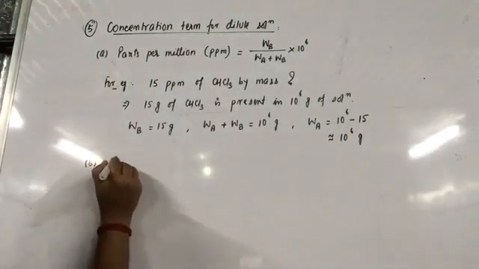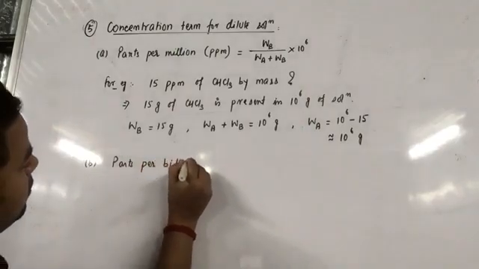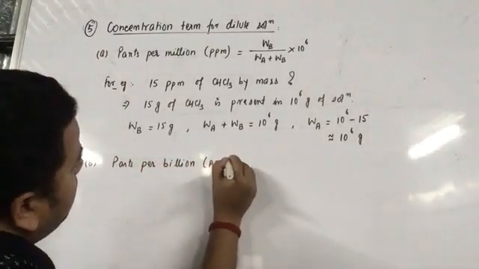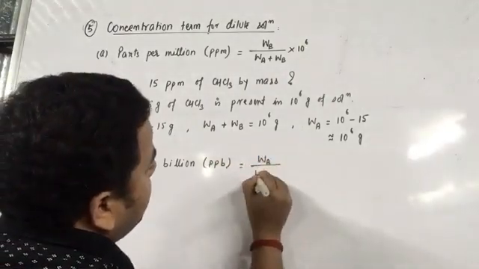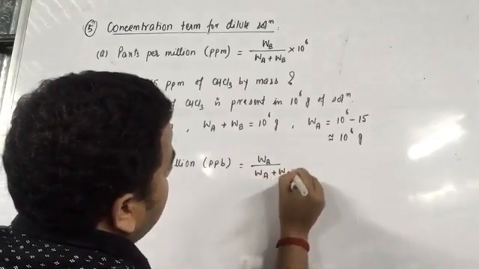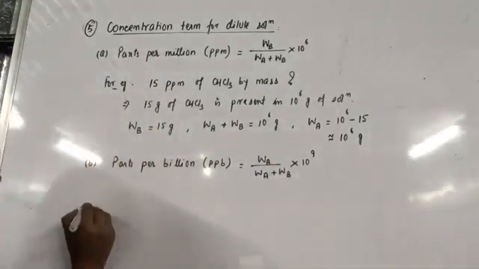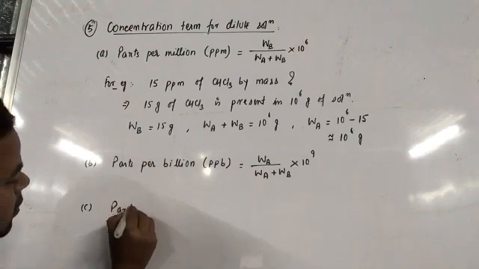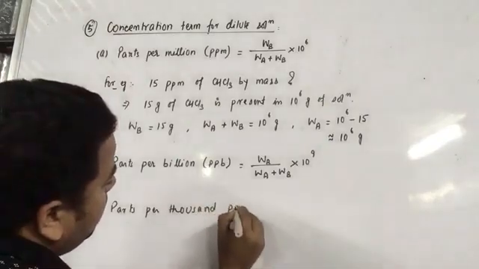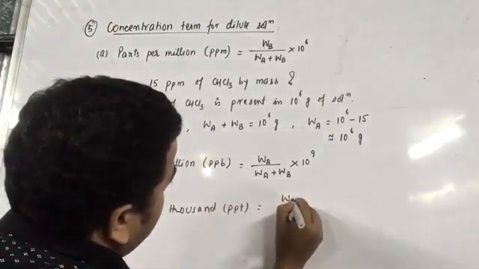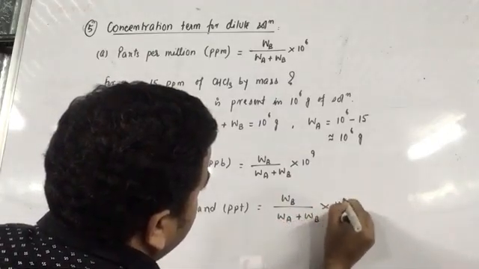Likewise, we have parts per billion, ppb. This is equal to Wb by Wa plus Wb multiplied by 10 to the power 9. Similarly, we have parts per 1000, ppt. This is equal to Wb by Wa plus Wb multiplied by 10 to the power 3.